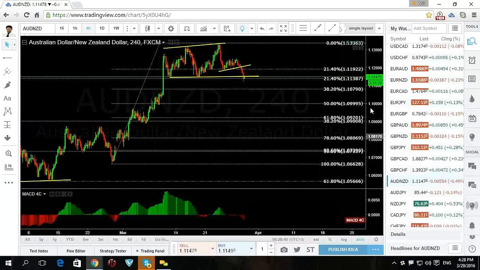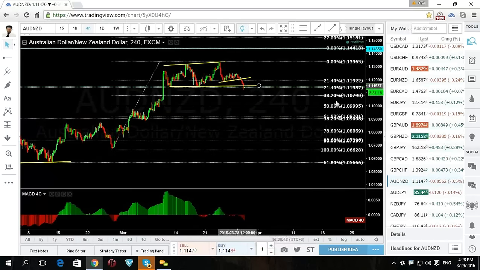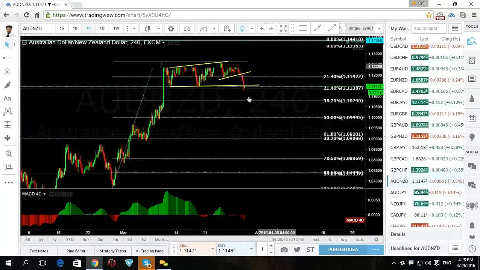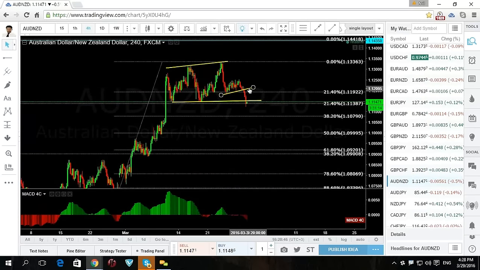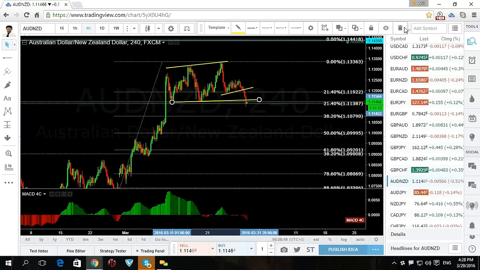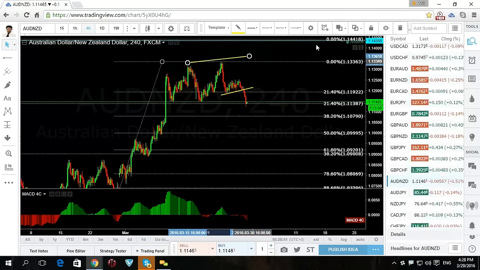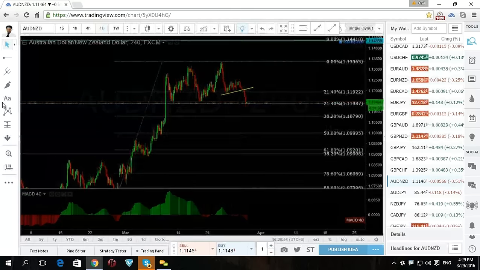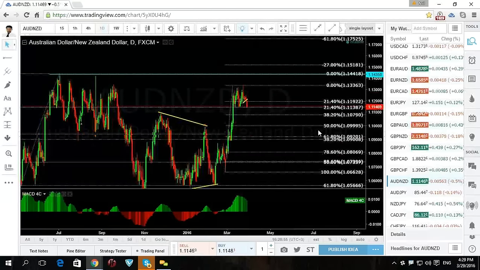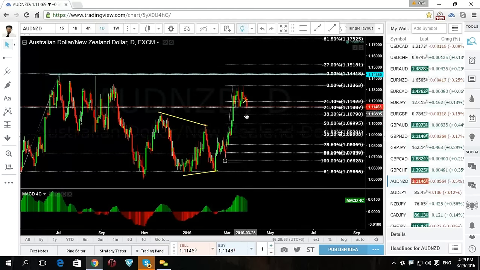Aussie New Zealand, the consolidation. We came back to this low, but not only did we come back to the low, we broke it. That means it's not a wedge. We're not looking at a wedge structure. We'll take this off. Go back to the daily. We're still in a consolidation, but the structure is not a wedge. We will be looking at it as an A, B, C expanding flat. That's how we'll probably look at this structure.